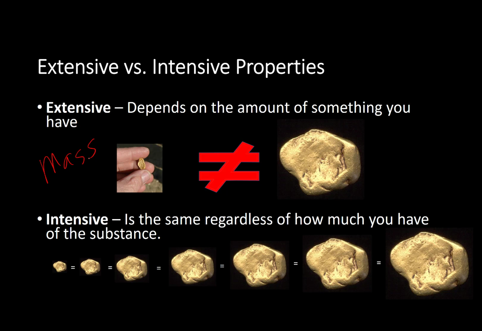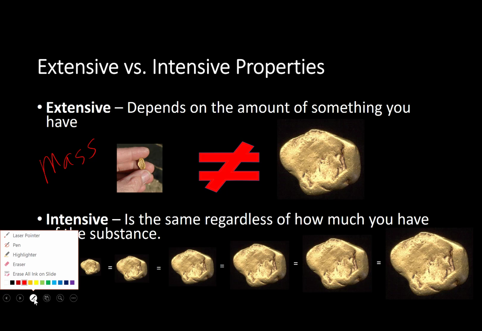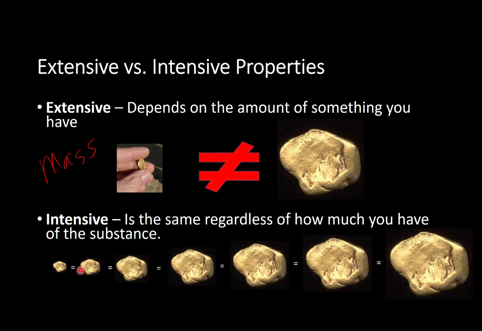Now, an intensive property does not change no matter how much you have of the substance. As you can see here, we have a very small gold nugget, a larger one, a larger one, a larger one. As we go along, they get larger and larger. This is a visual showing what we mean by intensive property. An example of an intensive property would be density. I'm going to put that right up here.